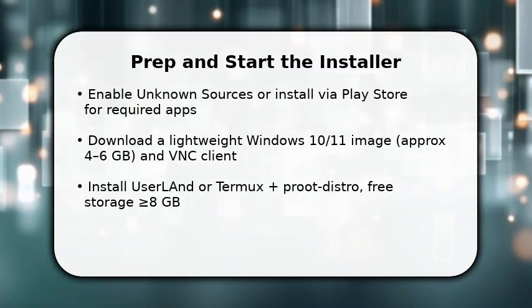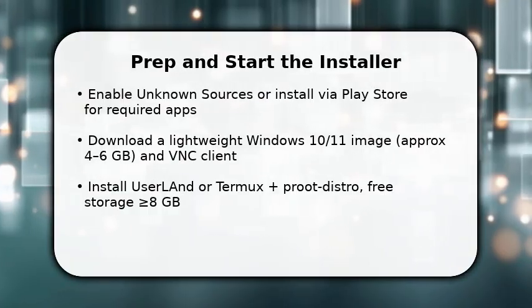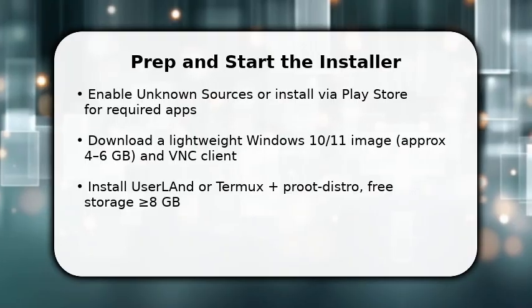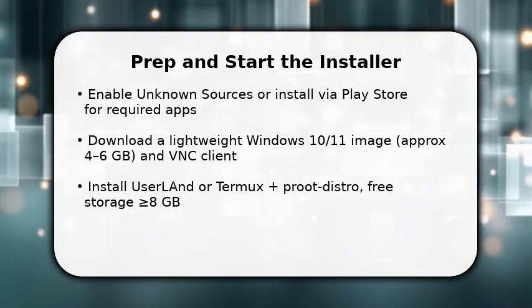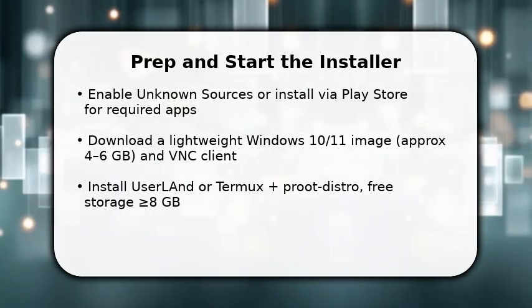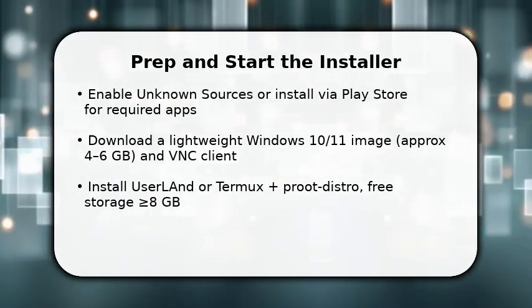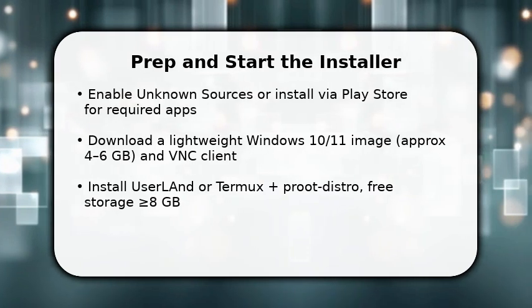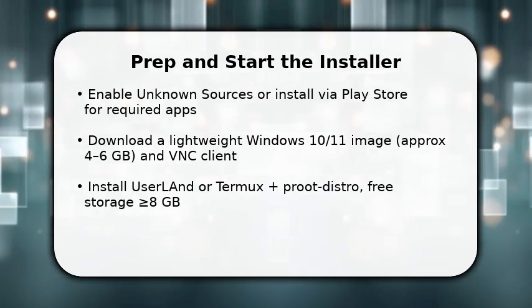Install UserLAnd or set up Termux with Proot distro. This provides the Linux environment needed. Once done, create a new session and choose an x86 emulation-friendly template. This first step puts the required layers on your device so you can run Windows in the next phase.